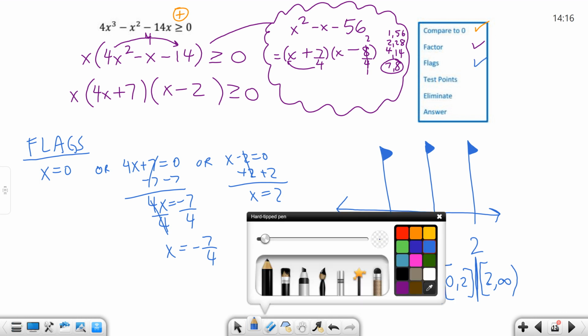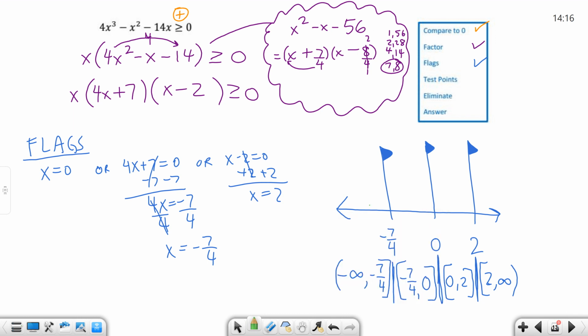Now I need to choose what? Test points. Choose me some test points. So a number out here, here, here, and here. So it's real easy. Between 0 and 2 is 1. Bigger than 2, let's say 7. Between 0 and negative 7/4. So 4 goes into 7 one time with 3 left over. So that's between negative 1 and negative 2. So I know negative 1 I can use because negative 7/4 is to the left of negative 1.